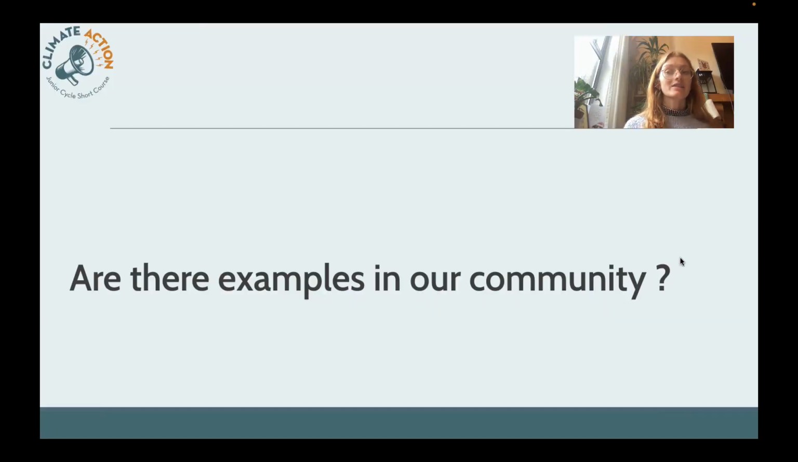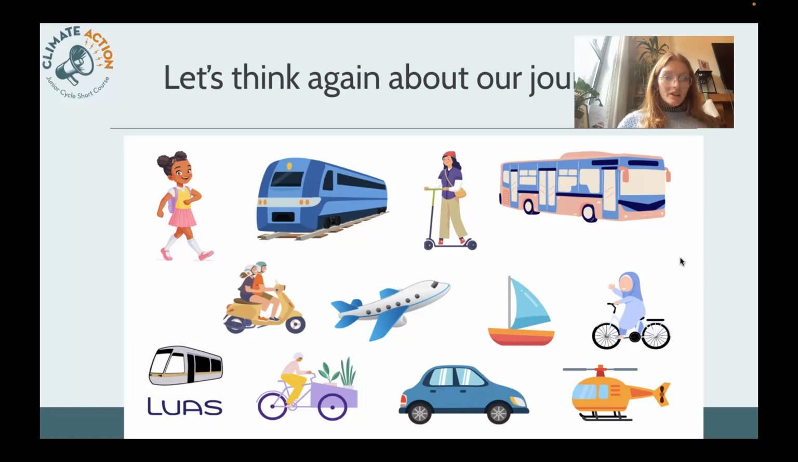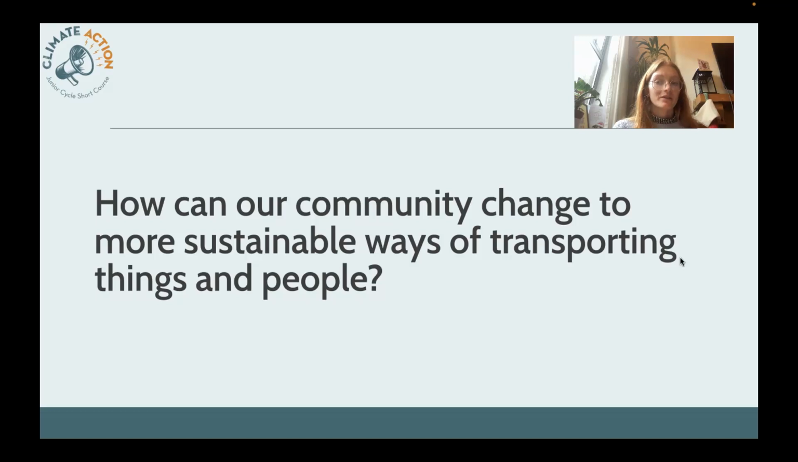And then at the very end, we suggest that, you've looked at all these worldwide case studies and find out, are there any examples in your own community? And that might be as simple as a student saying, yeah, there was a bike lane made last year or whatever, but really trying to, again, bring it back to what's already happening in the community. And then finally, this is the area where they do their project. So they think again about their journeys at the very start. They're going back to what they did at the very start. And they're answering this question, how can our community change to more sustainable ways of transporting things and people?